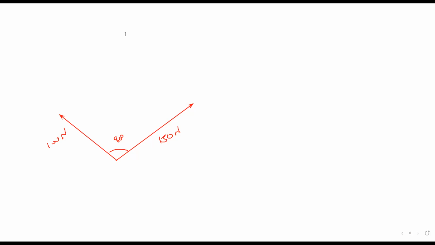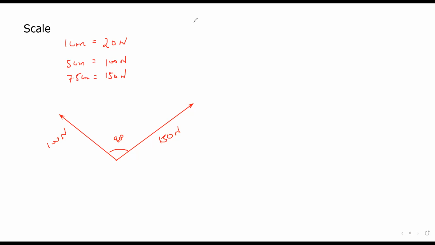We have to use a scale diagram. So first what we do, we select a suitable scale. It's up to you. Example, I select 1 centimeter is equal to 20 Newtons. So 1 centimeter is 20 Newton. 100 Newton will be how many centimeters? 100 divided by 20, that is 5 centimeters. And if it is 150 Newton, then 150 divided by 20 will be 7.5.